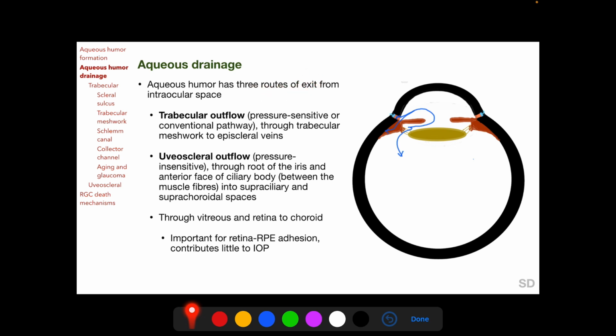The major ones are the trabecular pathway and the uveoscleral pathway, and a very small amount which passes across the vitreous and the retina into the choroid, which is considered to be important for adhesion of the retina with the retinal pigment epithelium, but contributes little to intraocular pressure.